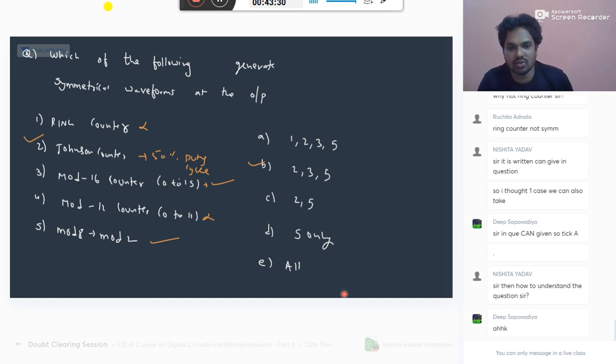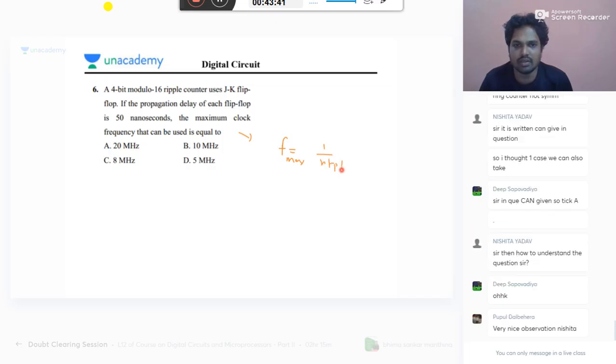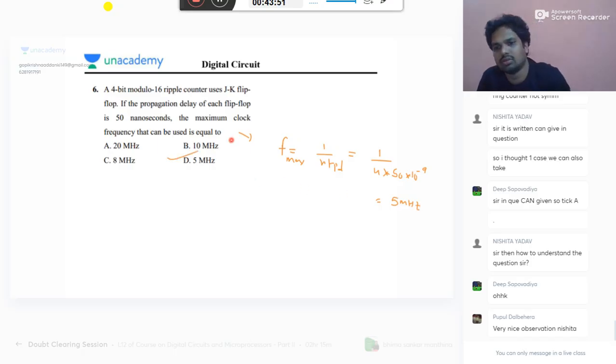Okay, let's go. Here, what is the formula? F equal to F max. The direct formula is 1 by n times TPD. Here n is 4, and TPD of 1 is 50 into 10 power minus 9, which will give you 5 megahertz. You have a 4-bit modulo 16 ripple counter.